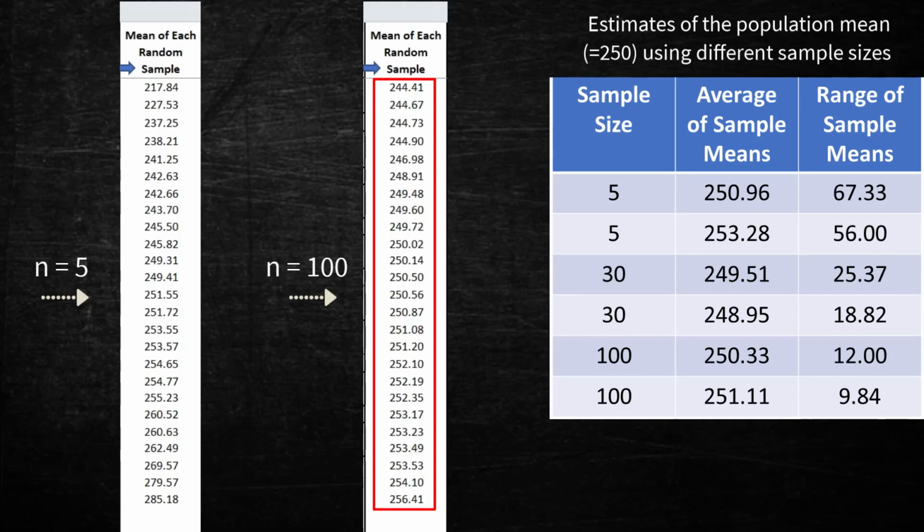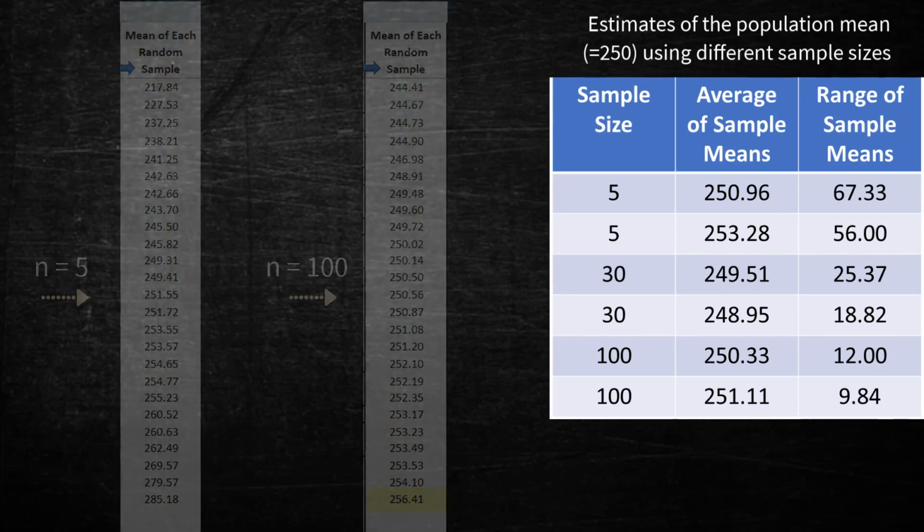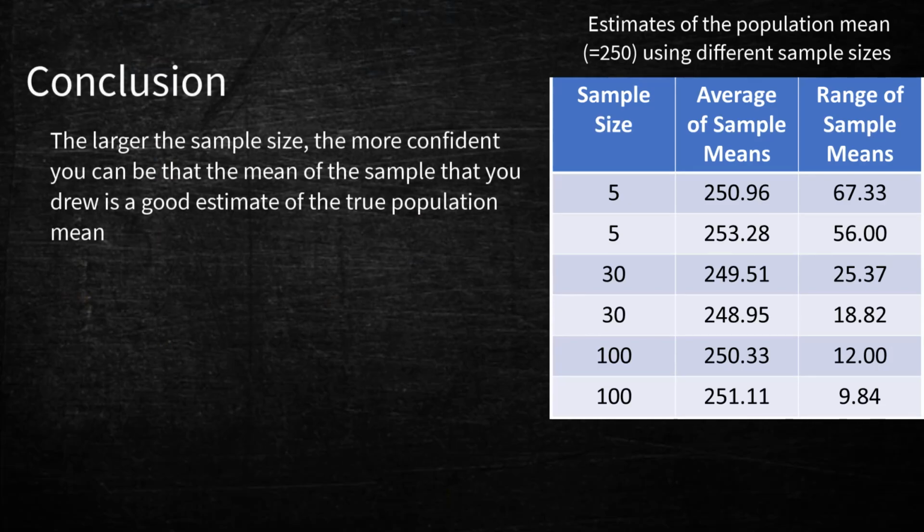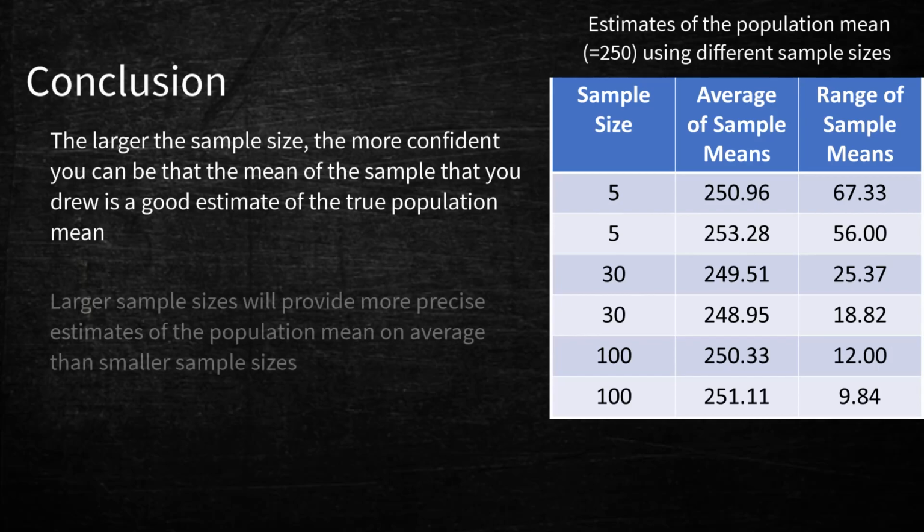So if we took a single sample of size 100, the worst likely outcome would have been to draw a sample with a mean of 244.41, which is very close to the population mean of 250. At the other end of the scale, we might have drawn a sample as large as 256.41, which is still very close to the population mean. The conclusion from these simulations is that the larger the sample size, the more confident you can be that the mean of the sample that you drew is a good estimate of the true but unknown population mean. Larger sample sizes will provide more precise estimates of the population mean on average than smaller sample sizes.